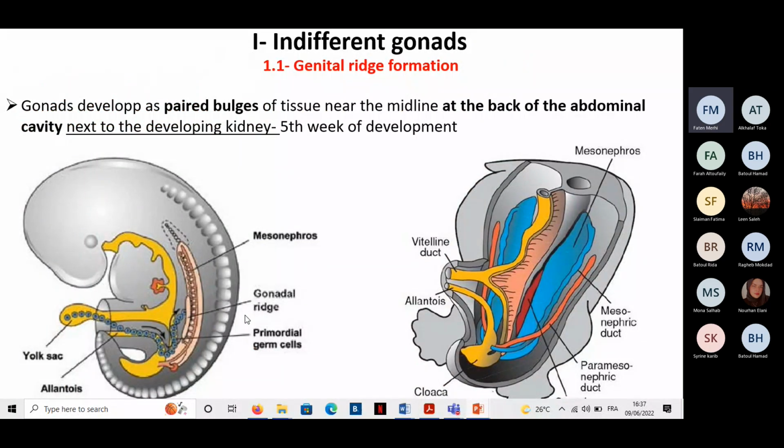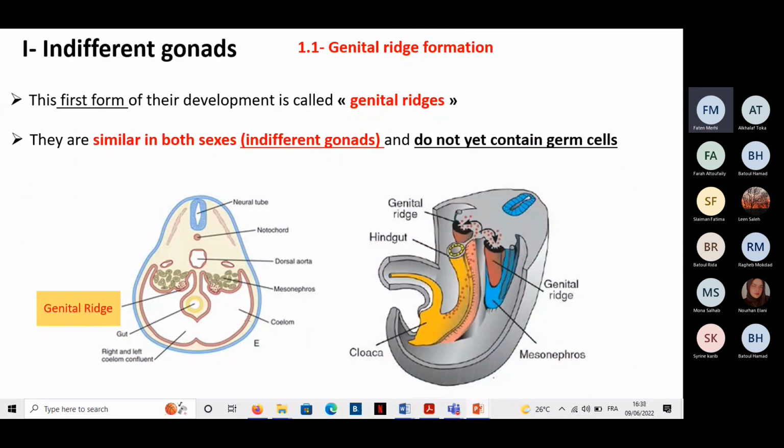So the first form of their development is called genital ridges. So those indifferent gonads, in their first form of development, are called the genital ridges, and they are similar in both sexes. That's why we call them indifferent gonads or bipotential gonads. They are the same in both sexes. Okay, they are formed from mesenchyma and the coelomic epithelium.